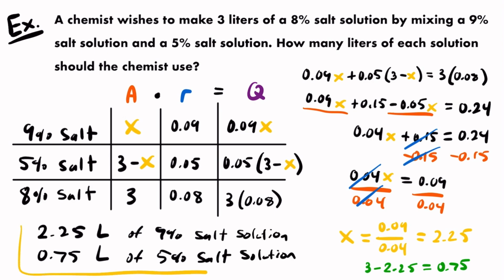We have found how many liters of each solution the chemist should use to make 3 liters of an 8% salt solution. All right, and so that is it for this lesson.